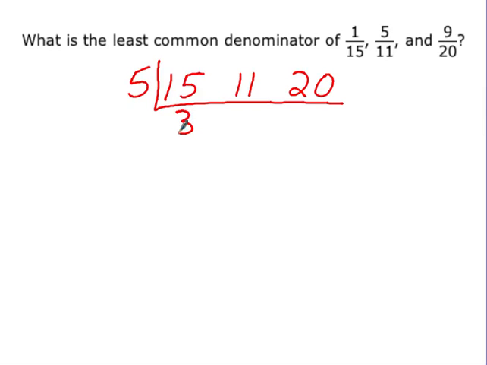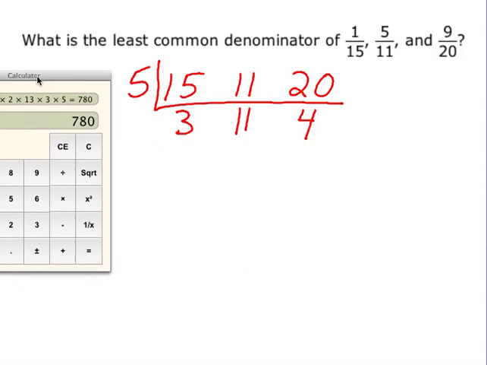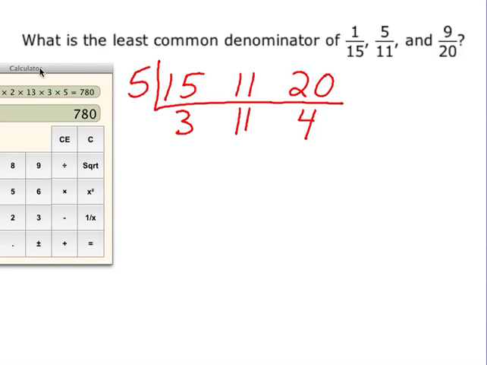So 5 times 3 is 15. It won't divide into 11, so we bring it down. 5 times 4 is 20. And that's all our factors we have. Everything else, the greatest common factor is 1 here. So we're going to multiply 5 times 3 times 11 times 4 to get our least common denominator, which is 660.